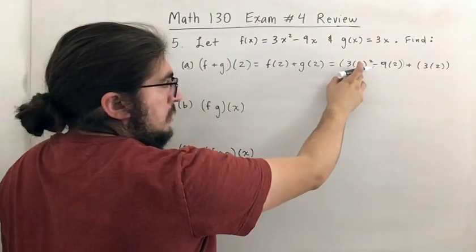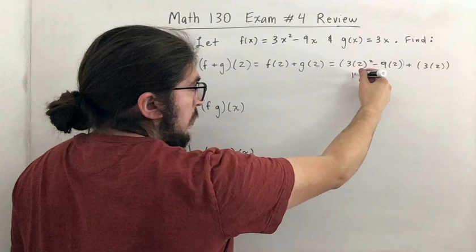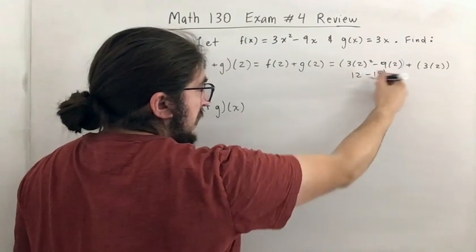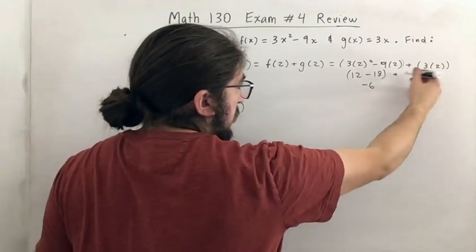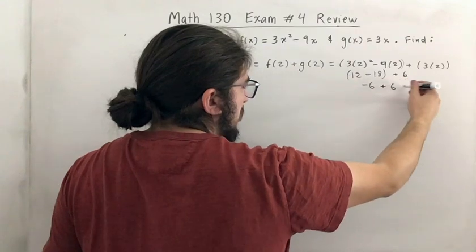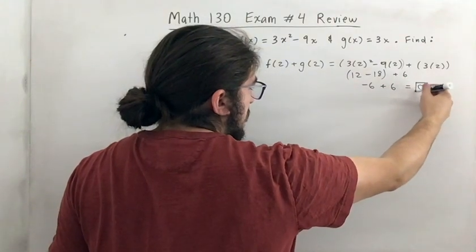So 3 times 2 squared. 2 squared is 4, times 3 is 12. 9 times 2 is 18, so that ends up being negative 6. Plus 6. So actually, this is 0, okay? So the answer here is 0.